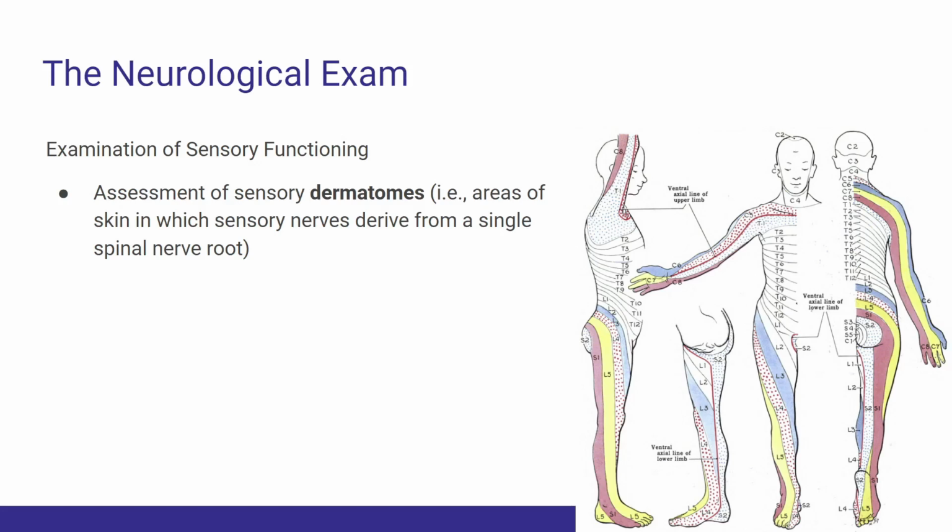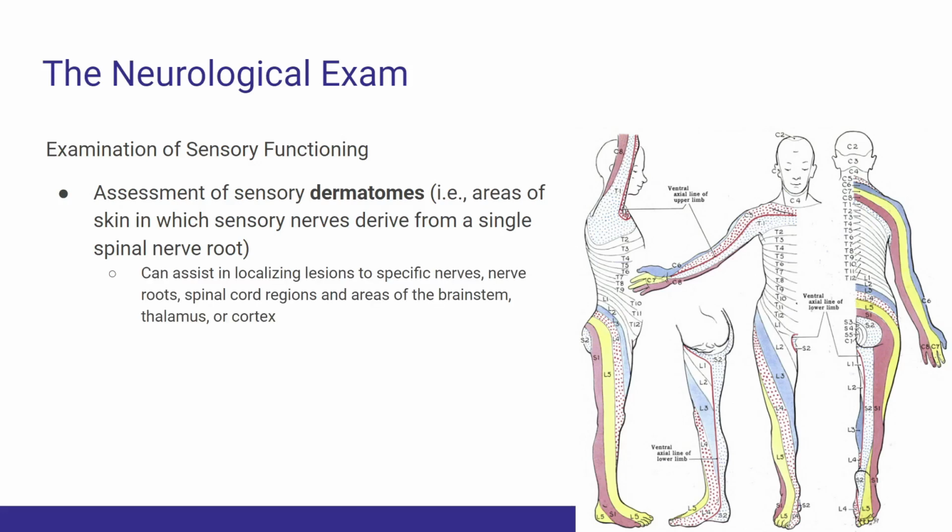So if you look at the graphic to the right, you'll see that different parts of our skin are innervated by specific nerves coming out of specific parts of our spinal column. So you can see, for example, the T1 nerve root covers much of our shoulders and the medial and lateral part of our arms. Assessing dermatomes can be useful for localizing lesions to specific nerves, nerve roots, spinal cord regions, and areas of the brainstem, as well as the thalamus and cortex.